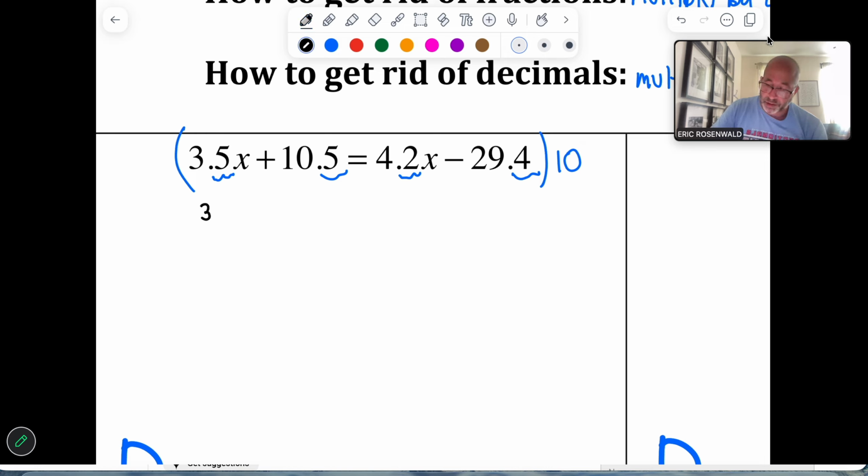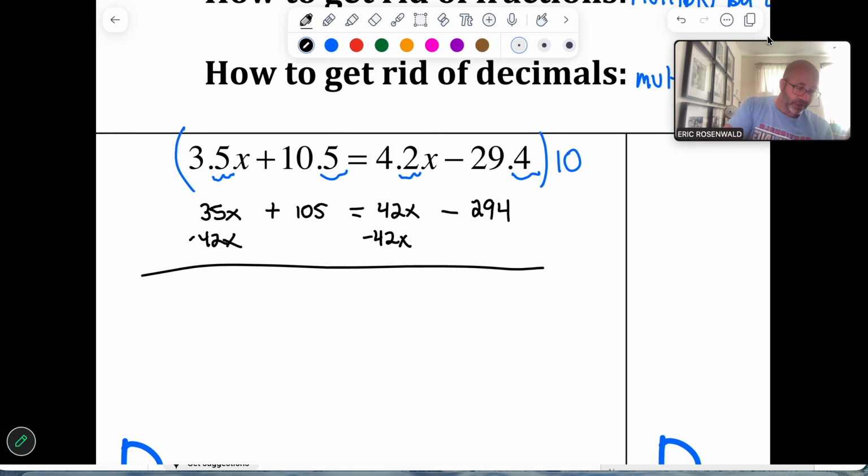So that means that this is going to become 35x plus 105 equals 42x minus 294. Now I don't have to worry about decimals. We can carry on as usual. Subtract 42x from both sides. And we get 35 minus 42, which is going to equal -7x, plus 105 is equal to -294.